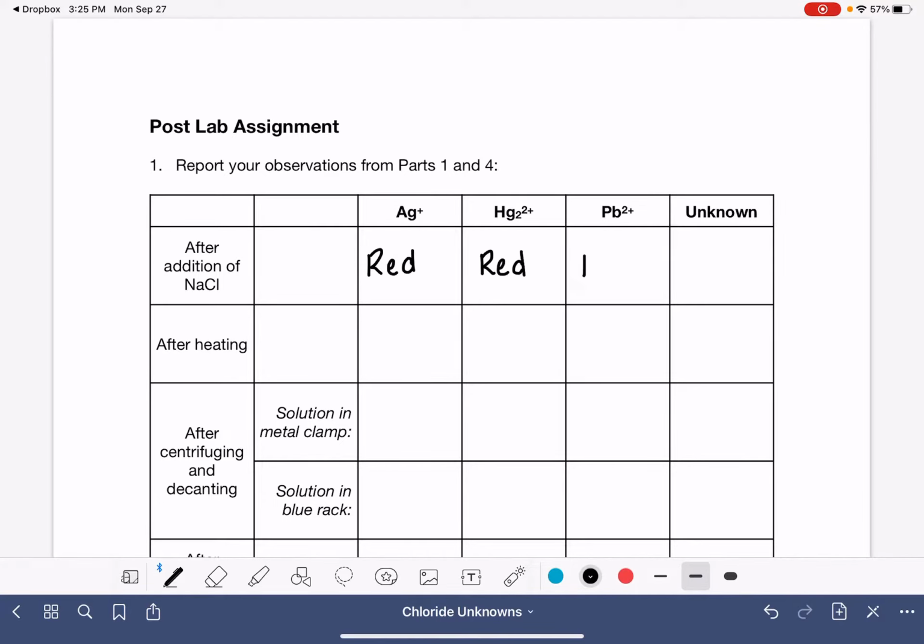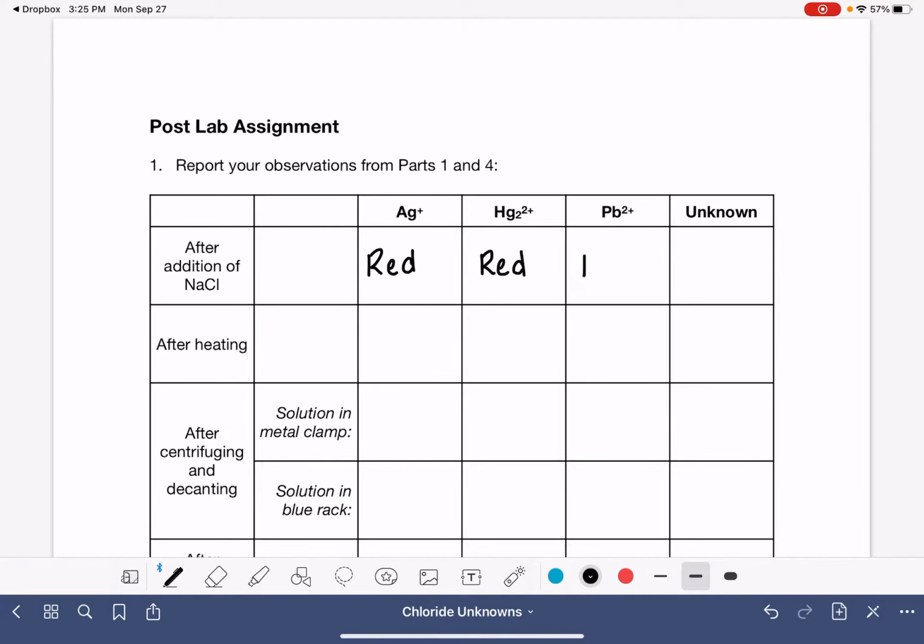First of all, it does not mean that you have all three of these ions present in your unknown. If your unknown is red, it just tells you that at least one of these ions is present. And there's no way at this point for us to know which one it might be. It's also possible that you have two of the cations present, or maybe you have all three. The only thing that you can say for sure is that you have at least one of them there.